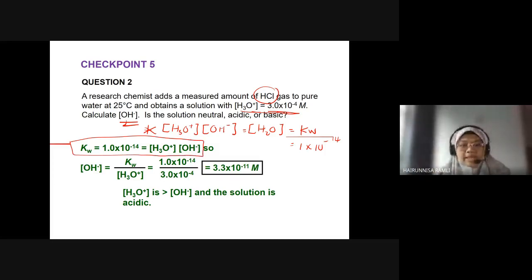So H3O+ we know is 3 times 10 to the power of negative 4. Now you can get the value of OH-. Okay, so divide. So when you divide, oh, okay. New formula. Okay. So you divide, okay, you get 3.3 times 10 to the power of negative 11.